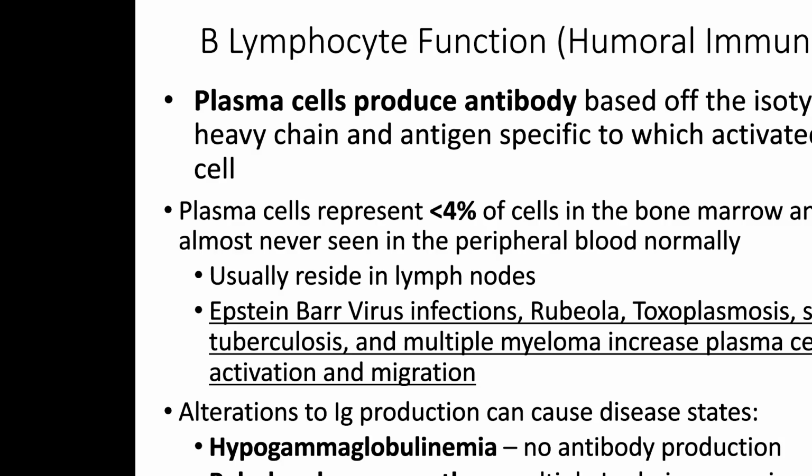A lot of these conditions are very strongly associated with plasma cells, and when they do happen, that might increase plasma cell activation and migration. Any alterations to IgG production will lead to these specific disease states, and this is terminology that is good to get familiar with. Hypogammaglobulinemia means that you are not making any antibodies. Polyclonal gammopathy means that you have different immunoglobulins expanding. Monoclonal means that there's only one immunoglobulin that is expanding.